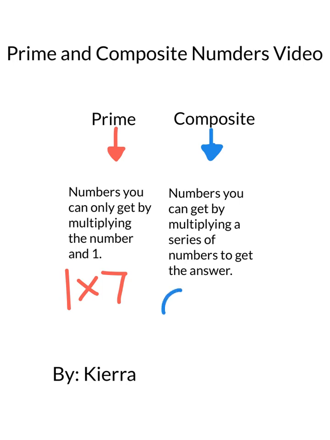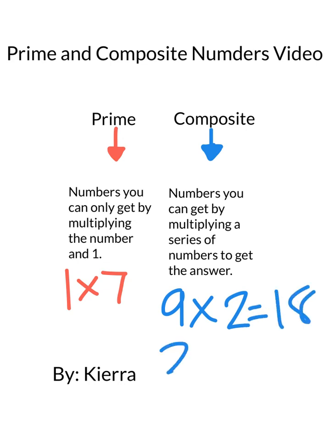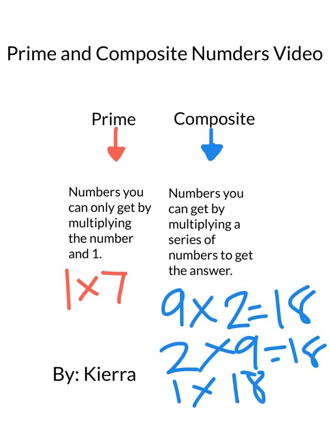But 9 times 2 gets you 18, and 2 times 9 equals 18, and 1 times 18 equals 18, right? So really, for composite numbers you can use more factors to get the number.